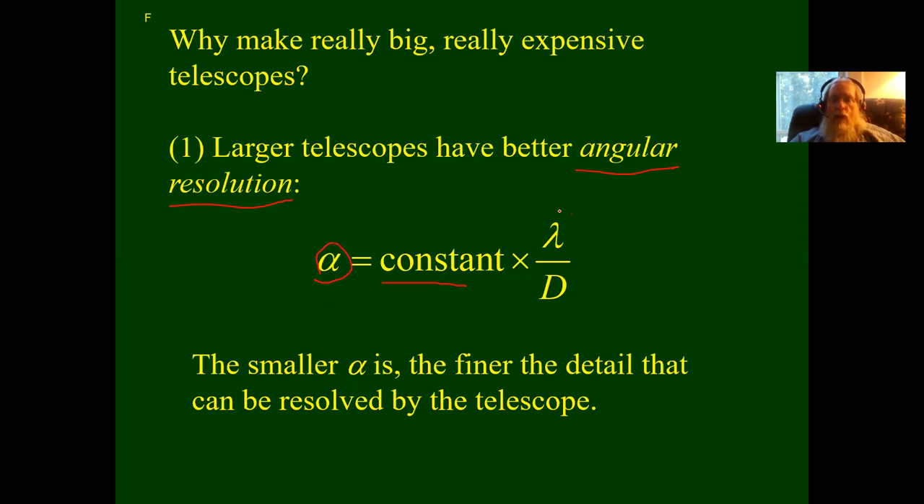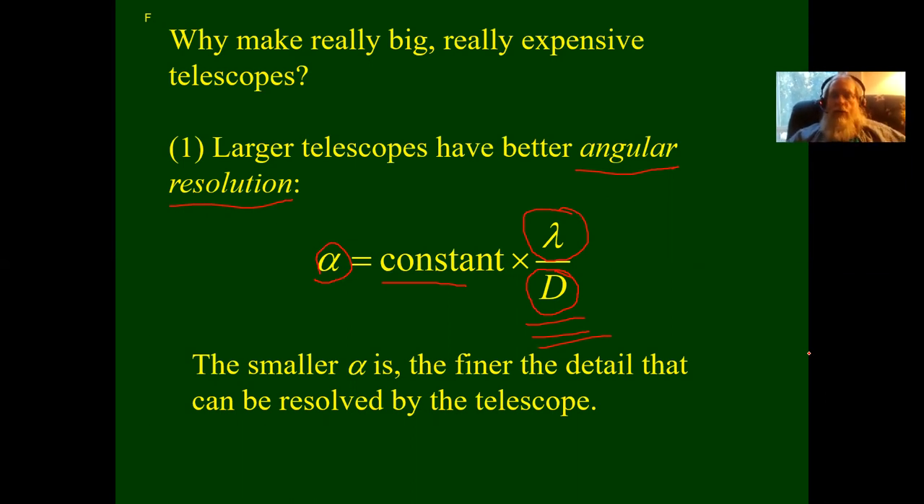See, that angle is proportional to the wavelength at which we observe. And at least as long as we're talking about visible light, wavelength doesn't vary much, so that's not a big problem. But when we go into other parts of the spectrum, we'll see that does matter. And then divided by the diameter of the telescope. Because the diameter of the telescope is in the denominator, the bottom of the fraction, the bigger we make the diameter, the smaller we make alpha, and the finer the detail we can see.